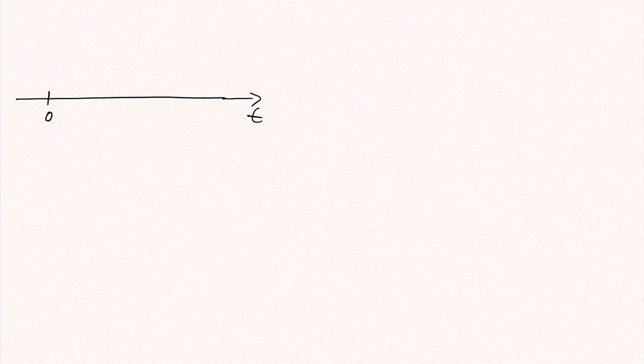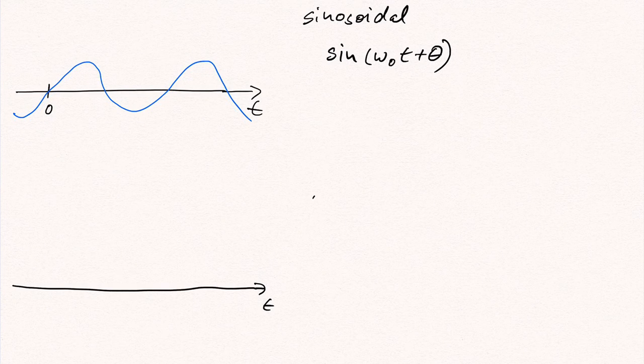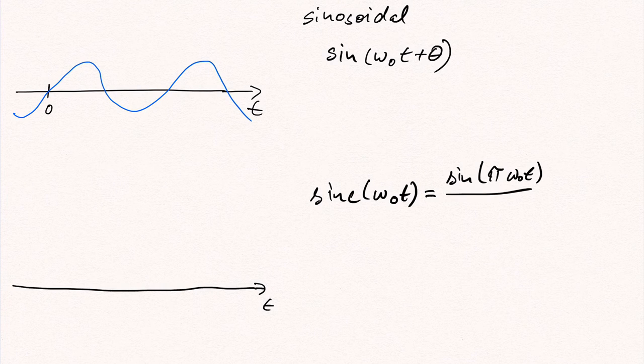The next group of elementary signals of interest are the sinusoidal signals. For example, the sine, which has a frequency omega 0, and maybe also a phase theta. Related to the sine is the sinc function of omega 0 t, which in signal processing is defined to be sine of pi omega 0 t divided by pi omega 0 t.